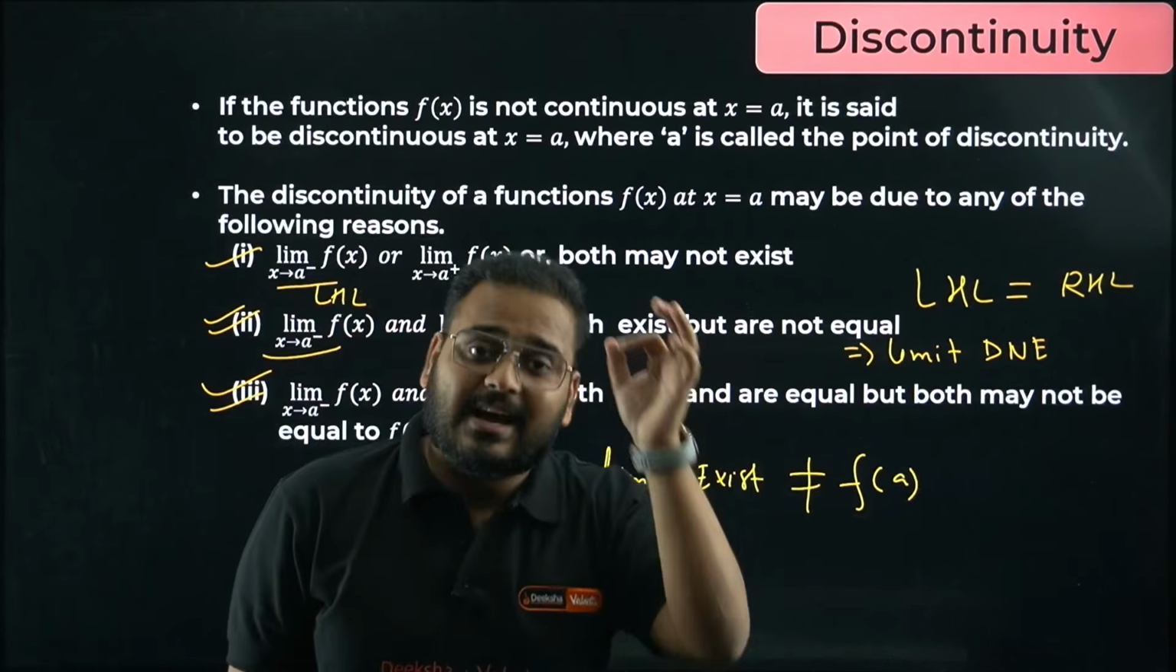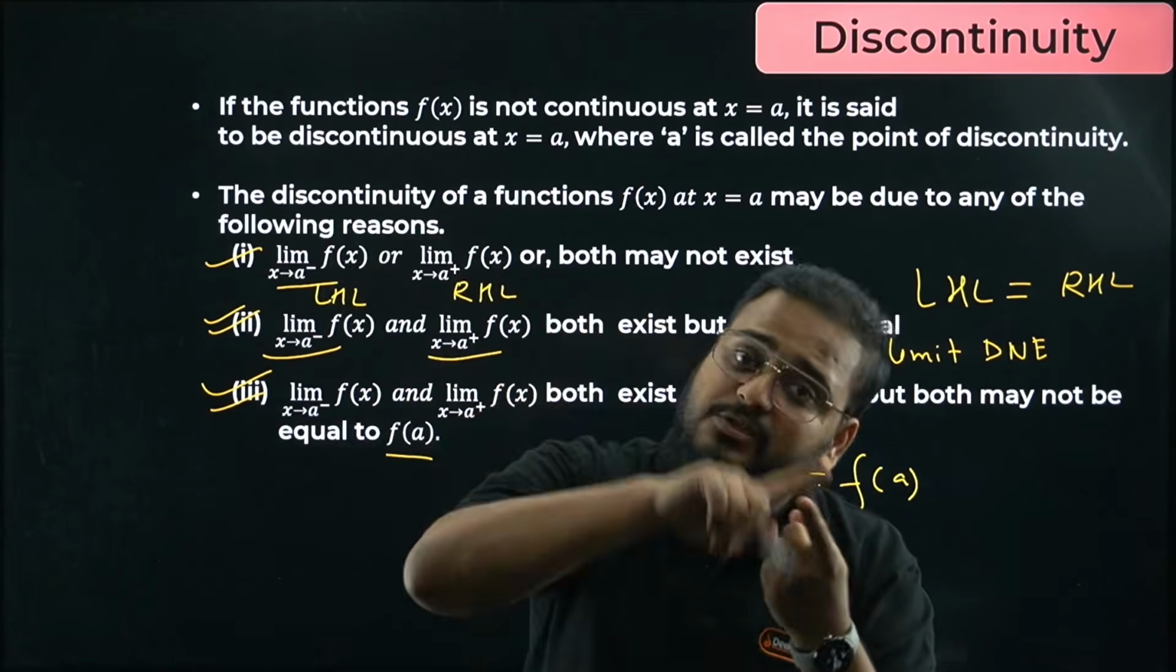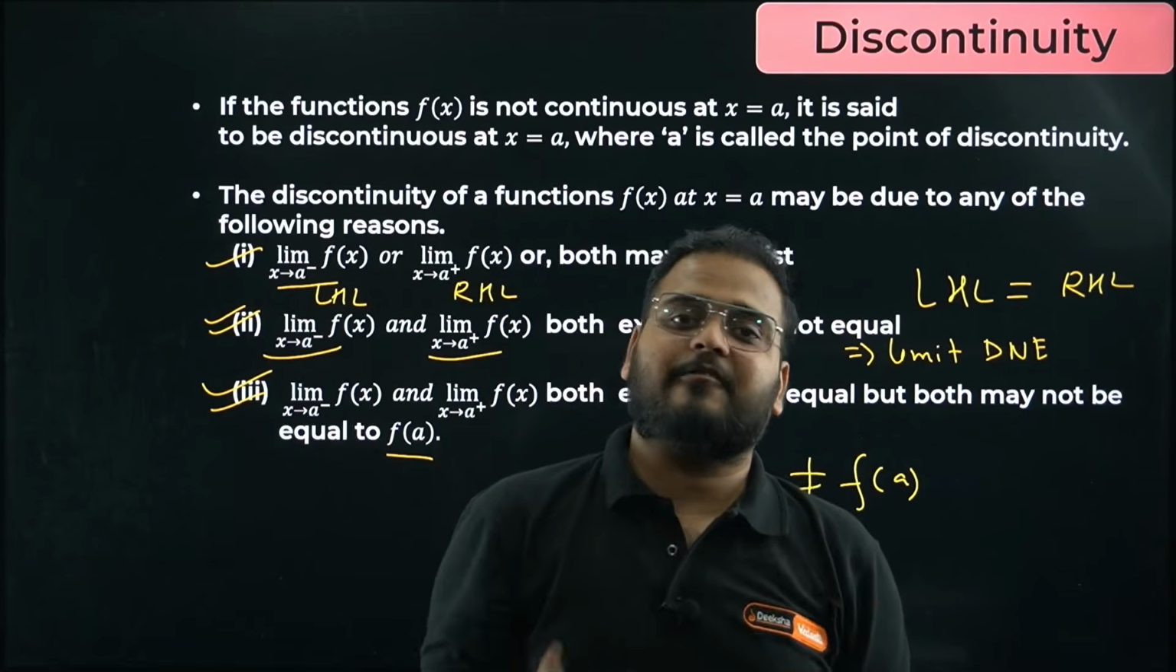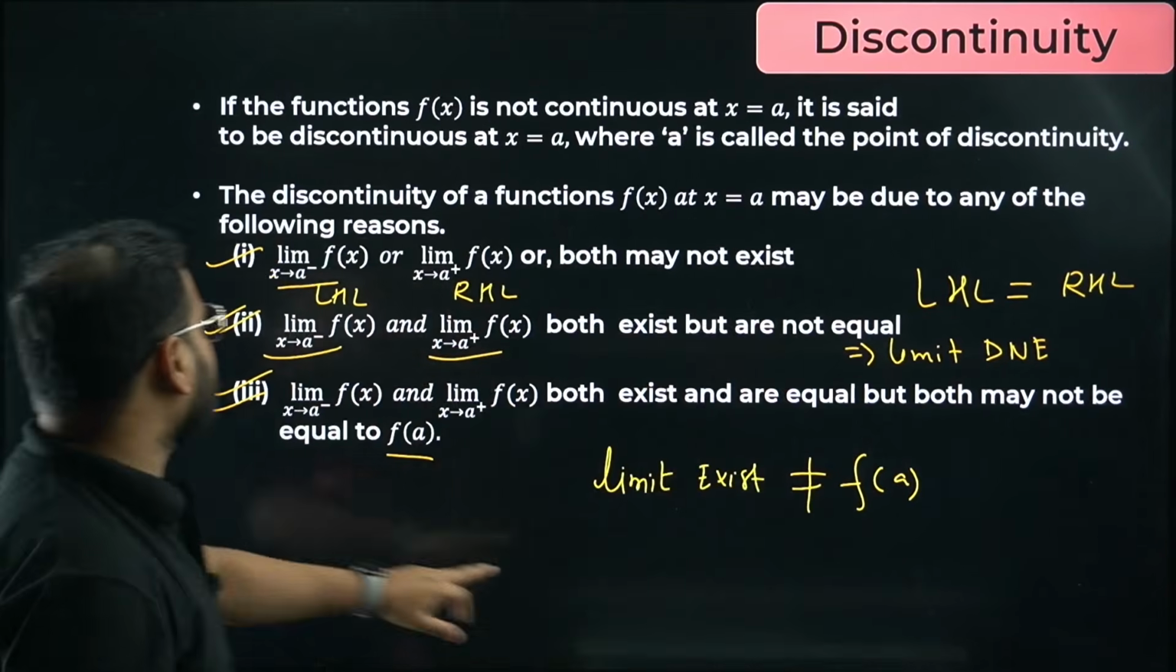So continuous function has only one definition. Limit should exist and should be equal to f of a. That's what. Okay, so this is the reason for discontinuity.